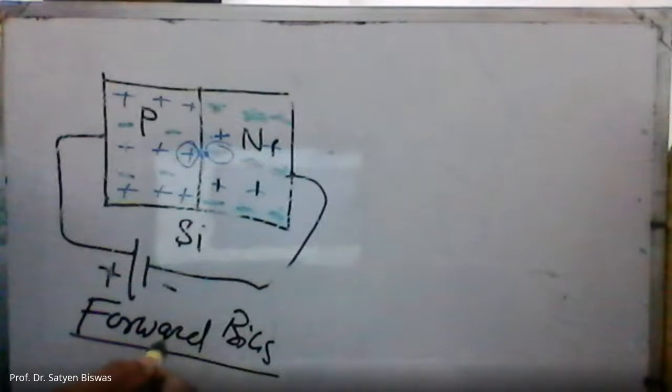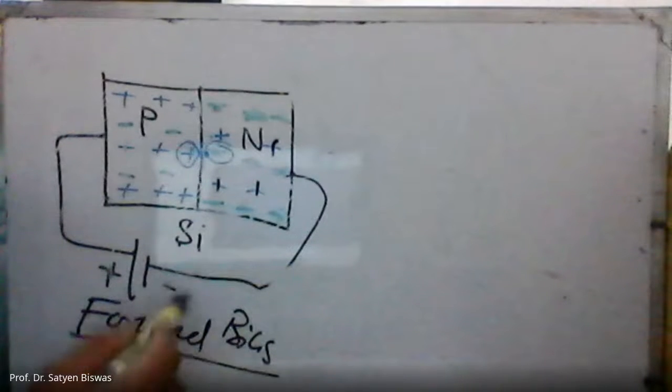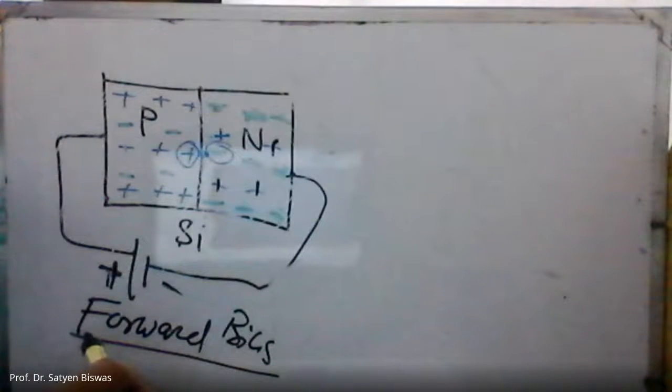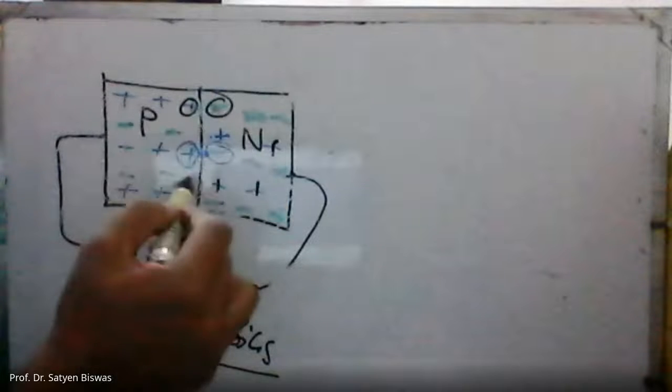Does anybody have an answer? How many kinds of biases are there for a diode? Have you studied? Sir, two types, forward and reverse. So why is it called forward? Any idea? Because the holes are attracted to the free electrons of the n side. Yes, these holes will be attracted by electrons.